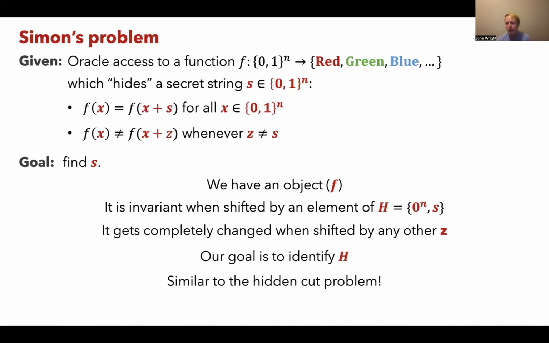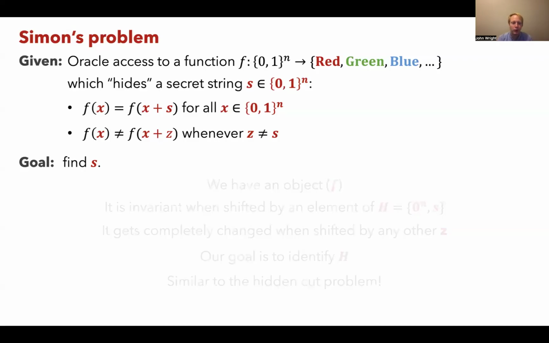In our hidden cut problem, we preserve the state psi tensor 2 if we multiply it by anything that's inside our hidden subgroup. And if we multiply it by something that's outside of the hidden subgroup, well, we don't completely change the state, but we do change it at least by 1 minus epsilon squared. Okay, so that's the problem.